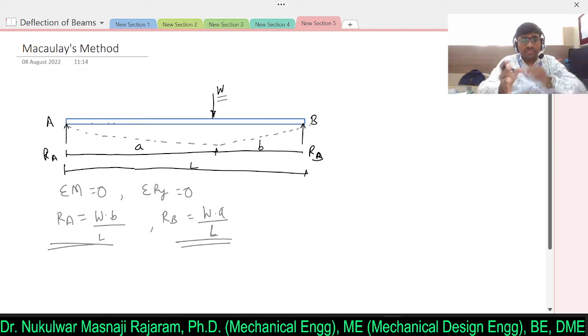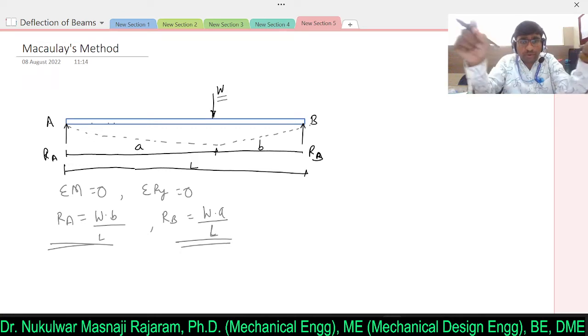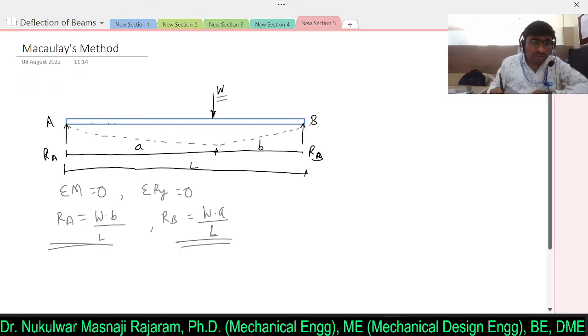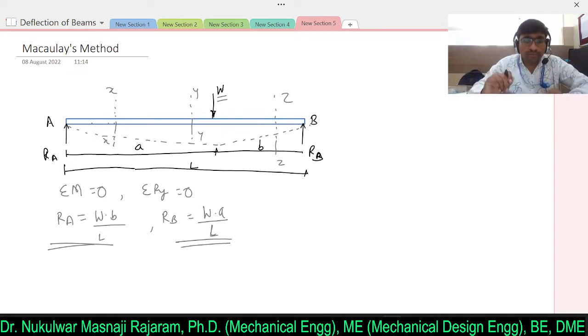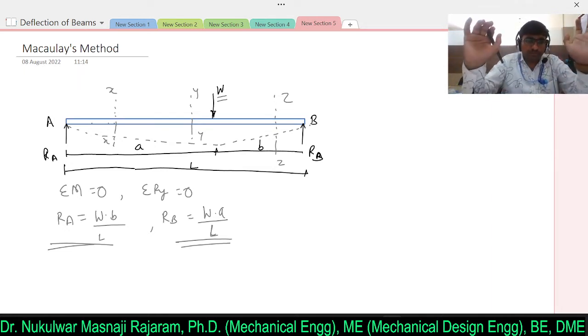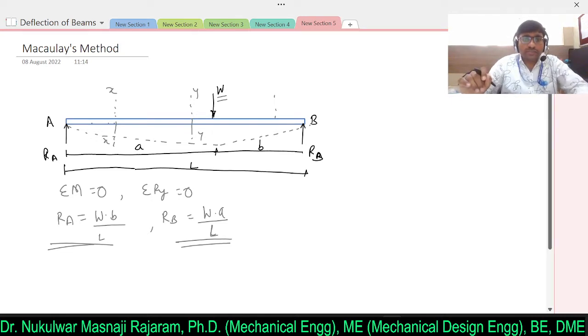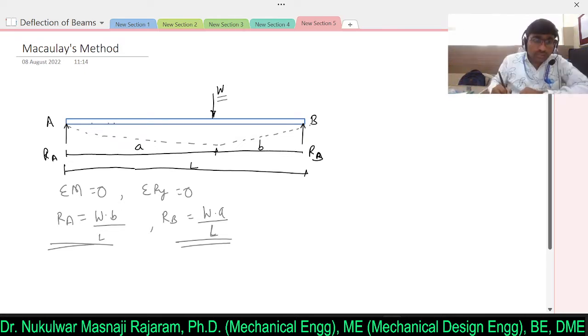This method is used to find the deflection at any point in the beam. If I consider a section at a different place, let's say here section XX, or somewhere here section YY, or over here ZZ, this method will give you the deflection at any point in the beam. If you want to evaluate the deflection at any point, the previous method was very laborious, but it's very easy to get deflection or slope at any point with this method. So for that purpose we will see this method. Simple. So now let's start.